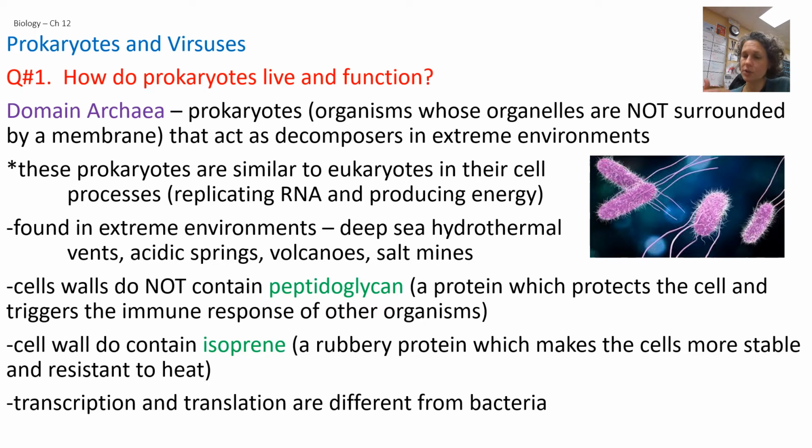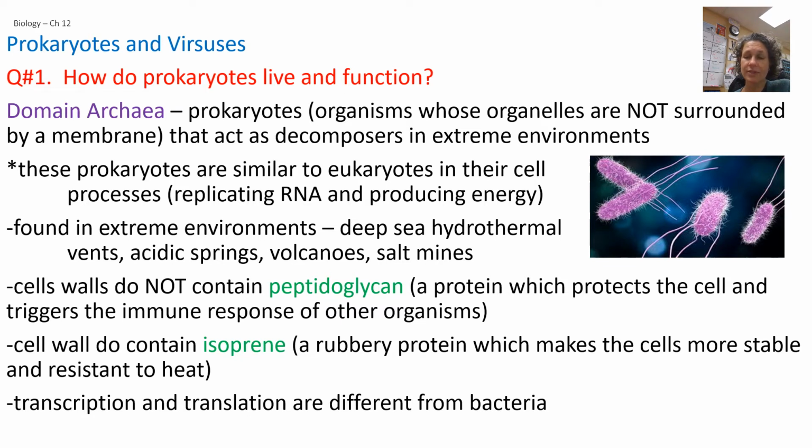As far as things to note with these particular prokaryotes, they're similar to certain eukaryotes, which remember we are a eukaryote, in that some of their cell processes are a little more similar: replicating DNA, producing energy, cellular respiration, all that kind of stuff. Don't get too bogged down on that little point. But domain Archaea, as we've mentioned, are found in very extreme environments. Hot environments, acidic, volcanoes, high salt content, all those kinds of things. They seem to thrive in areas where nothing else will live.